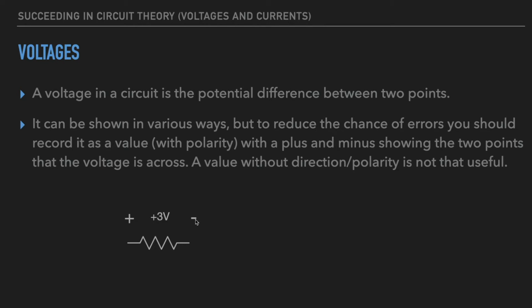If we look at the minus and the plus, that's where we're either calculating or measuring it. Right? And this is saying that we have 3 volts across the resistor, and that from the plus minus the minus, the voltage is 3 volts. So the plus side with respect to the minus is 3 volts.